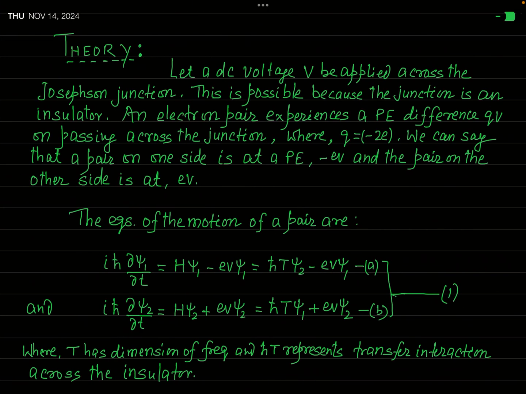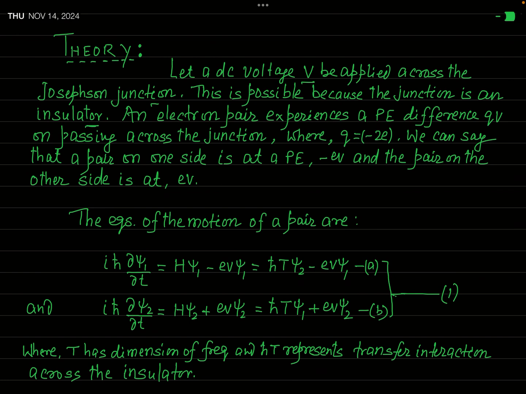Now, by a proper theory, we are going to explain this AC Josephson effect. And as I have told you earlier, this explanation is just equivalent to the explanation of DC Josephson effect, which you have already learned. So this session is going to be very easy to understand. Okay. So now let us consider a DC voltage V, as I have shown in that figure you have seen already, applied across the Josephson junction. And it is possible to apply the DC voltage. Why? Because the junction is an insulator, so we can establish a potential difference across it.